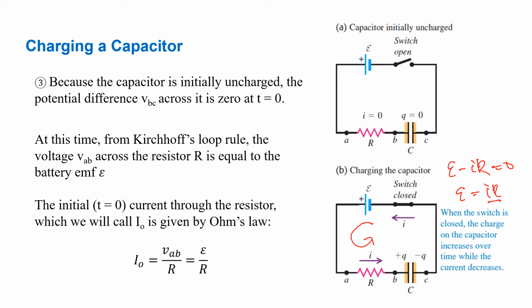The initial current through the resistor, or the current at time equals 0, which we will call I naught, is just given by Ohm's law, where I naught is equal to VAB over R. And since VAB is just equal to epsilon, then your initial current through the resistor at time equals 0 is just equal to epsilon over R. This is again the initial current running through your circuit as you close the switch.